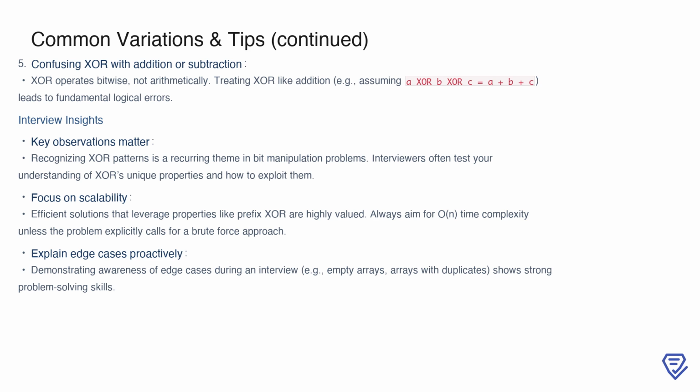Another common pitfall is confusing XOR with arithmetic operations like addition or subtraction. XOR is a bitwise operation and doesn't follow the same rules as arithmetic. For instance, assuming that A XOR B XOR C is equivalent to A plus B plus C is a fundamental mistake that can derail your solution.